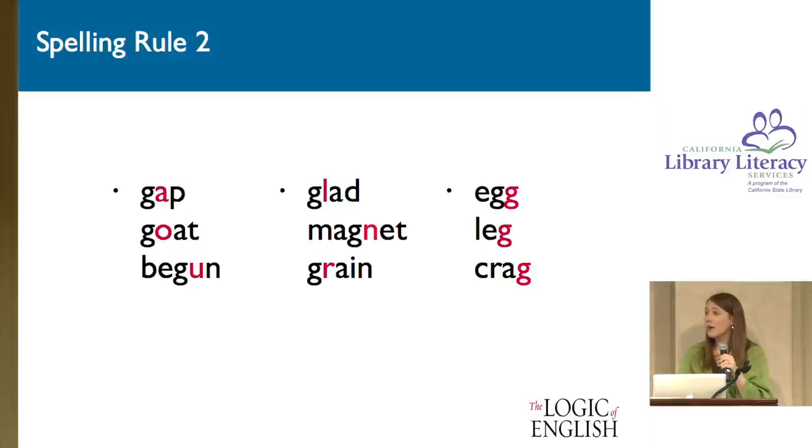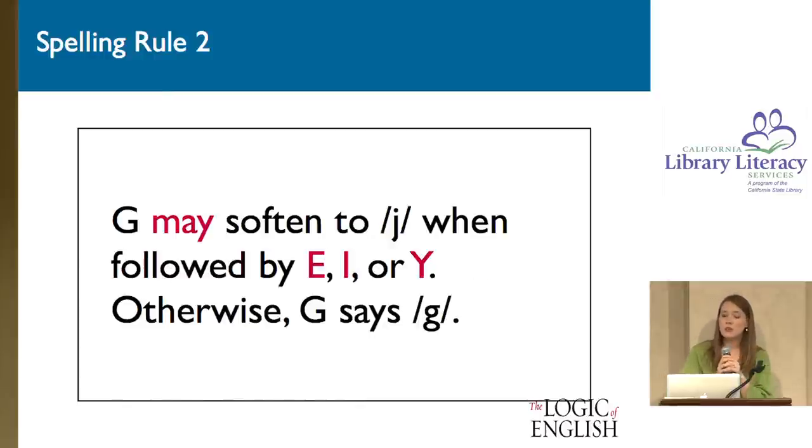However, what does it always say before an A, O, or U, as in gap, goat, and begun? What does it always say before a consonant, as in glad, magnet, and grain? What does it always say at the end of the word? Good. So the rule is G may soften to J when followed by an E, I, or Y. Otherwise, G says G.